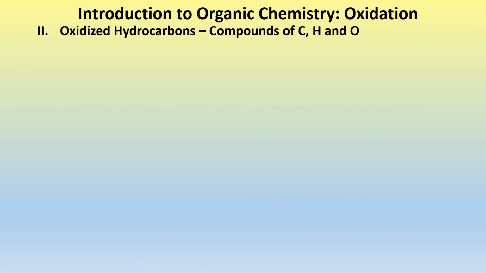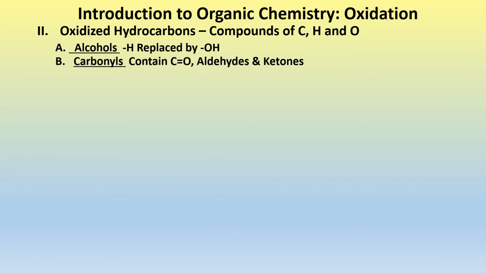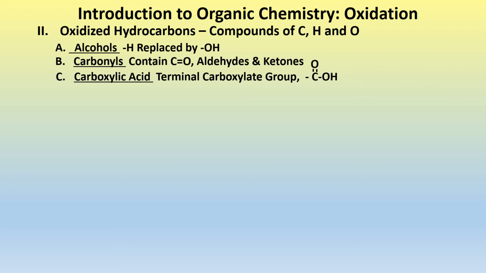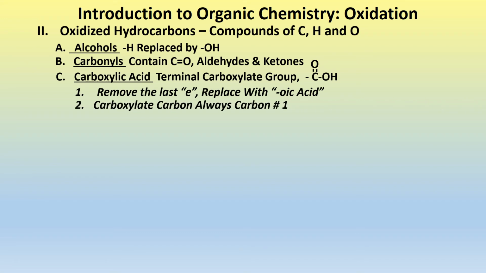With oxidized hydrocarbons containing C, H, and O, we first saw alcohols where an H was replaced by a single bond OH, and carbonyls which contain a C double bond O, which could be either aldehydes or ketones. Lastly, we have carboxylic acids, which have a terminal carboxylate group, a C double bond O, OH. To name these, one removes the last E from the name and replaces it with the phrase oic acid. The carboxylate carbon is always carbon number 1.